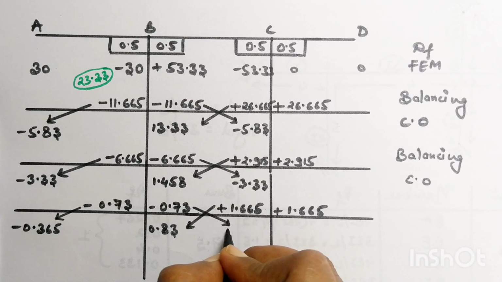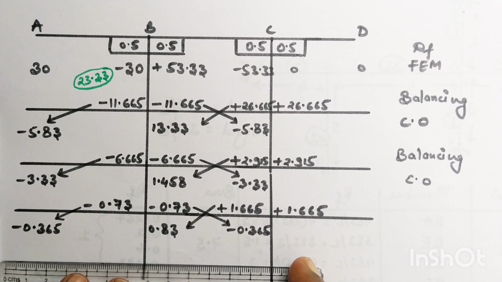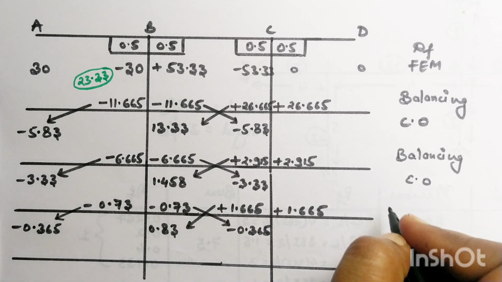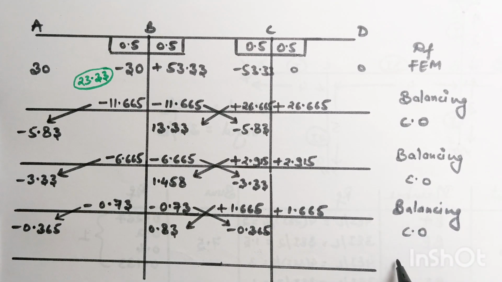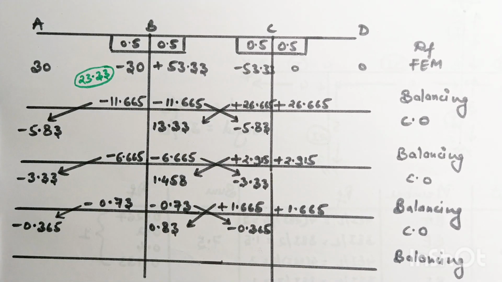Most of the students make mistake that they change the sign. So you have to be little cautious, little careful while transferring it. With the sign you have to transfer it. So this was your balancing and this was your carryover. Again balancing we are doing. This is the unbalanced moment which is coming and we will be just multiplying it with DF.